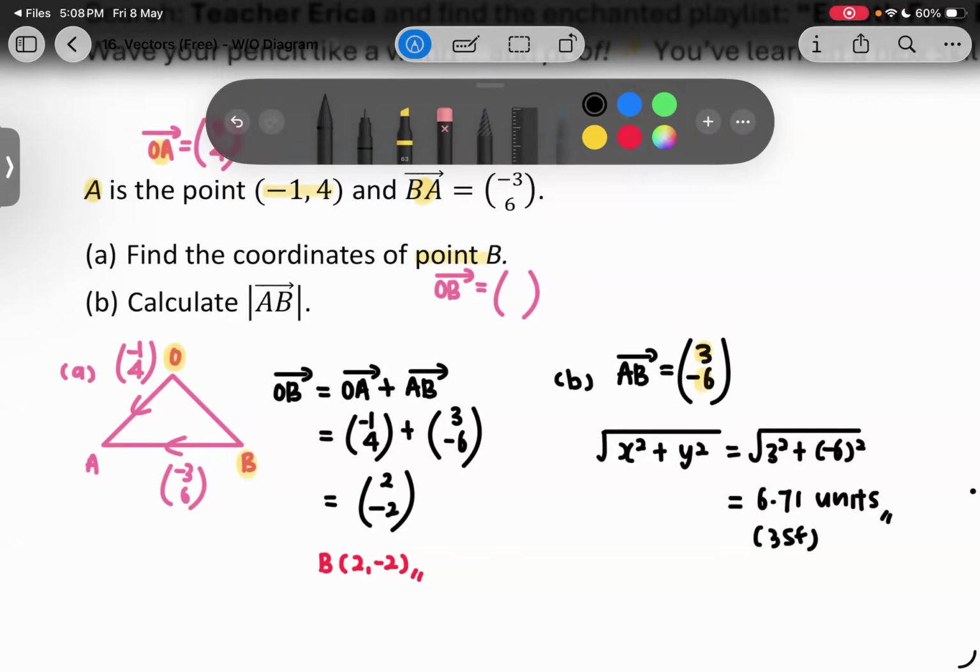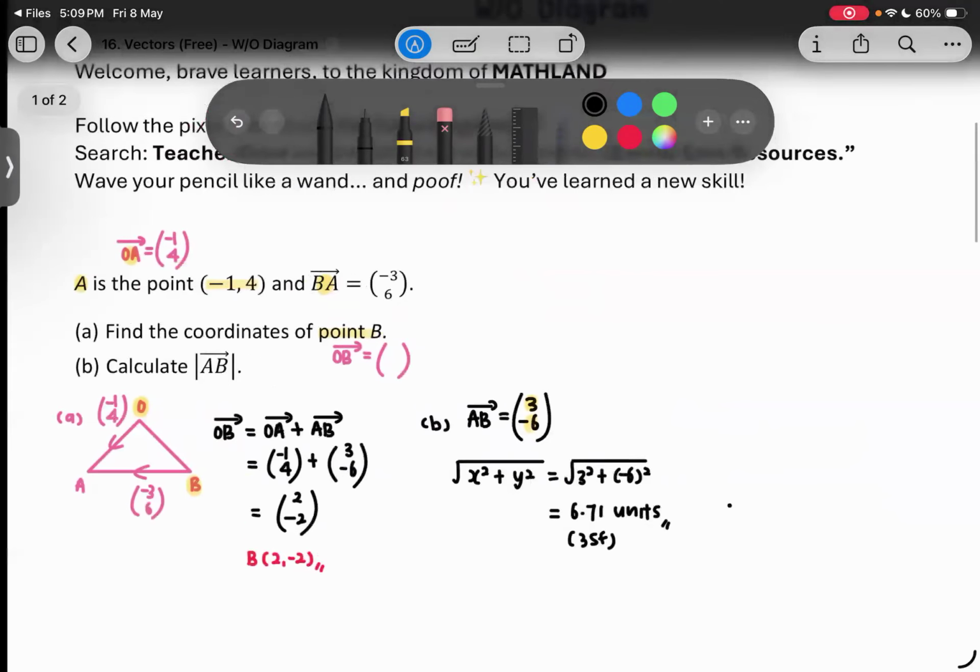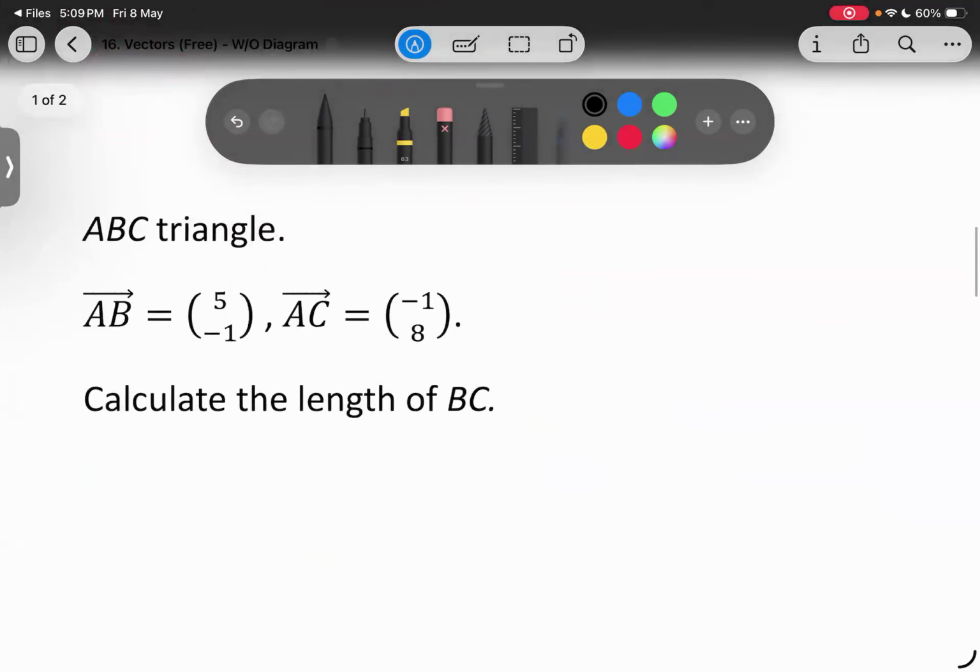With diagram, there are more things to test you, your area, your ratio, your collinear and so on. Without diagram, they can also test you collinear, which is the same concept as a scalar. But this is the bare minimum, the basics that you must know, to turn coordinates into column vectors. So we'll look at one more so that we can master this.